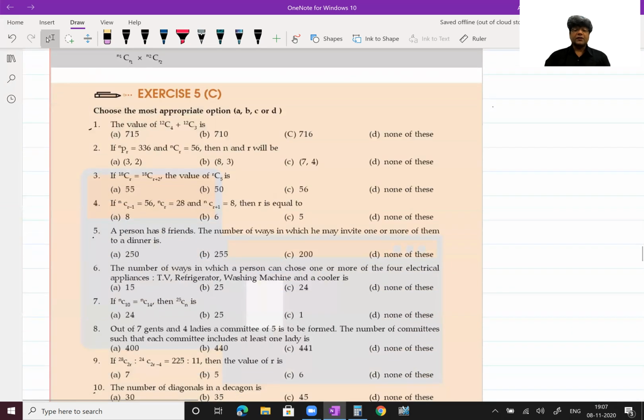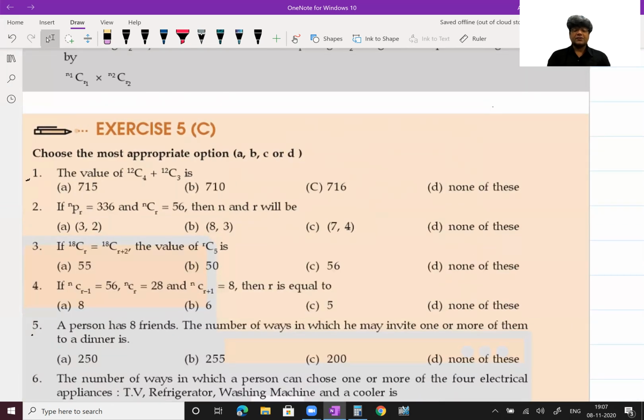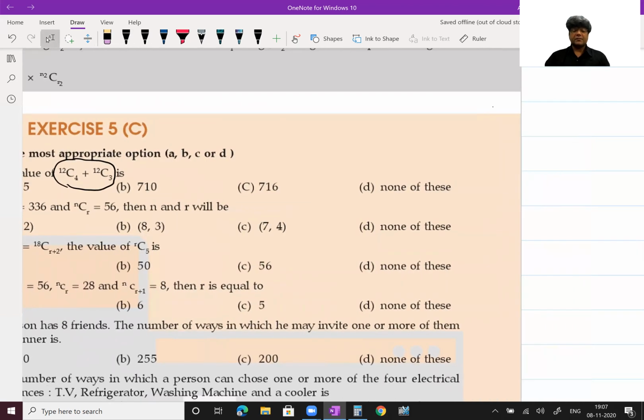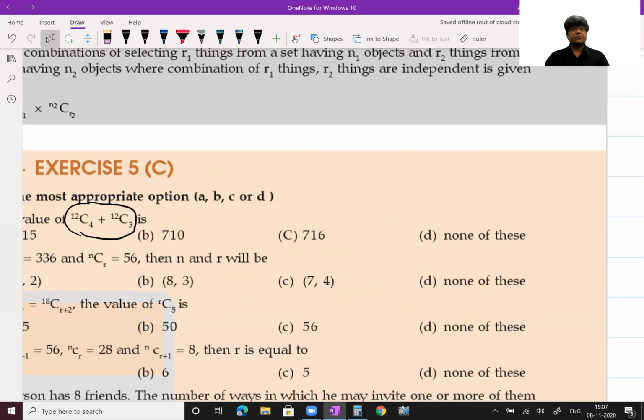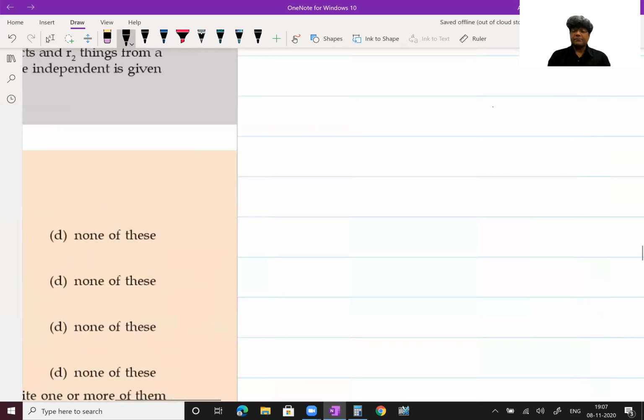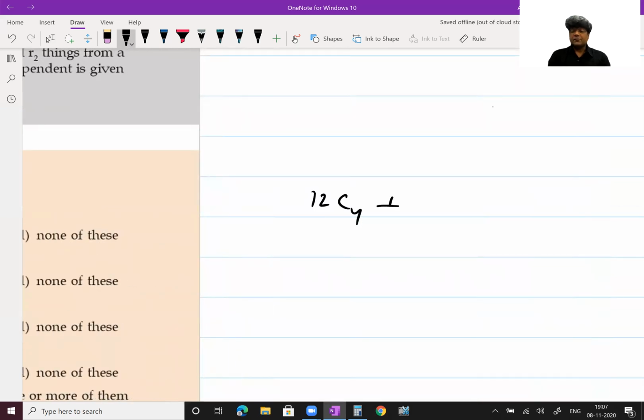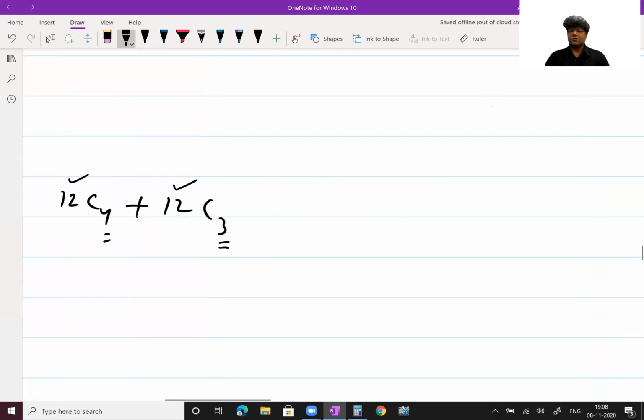Okay, now see, guys, exercise 5. See the first question. This type of question, 12C4 plus 12C3. You don't try to solve it, guys, because this will be done on the basis of a formula. How to recognize? See, 12C4 plus 12C3: their upper part is the same, and the lower part has only one difference. So this formula should come to your mind.